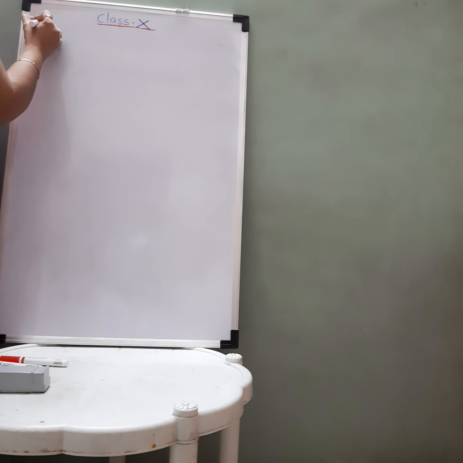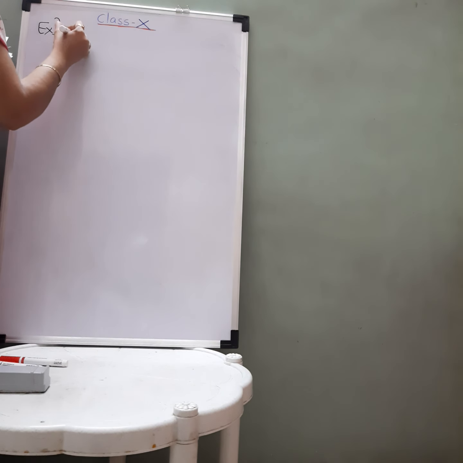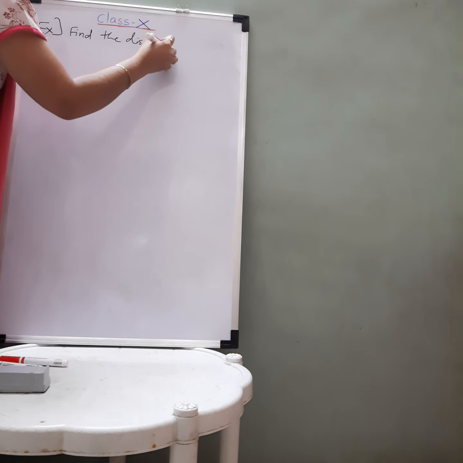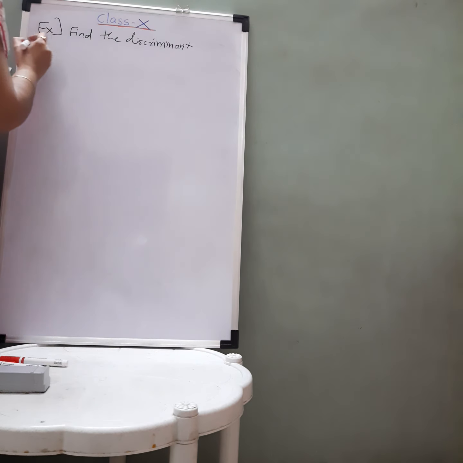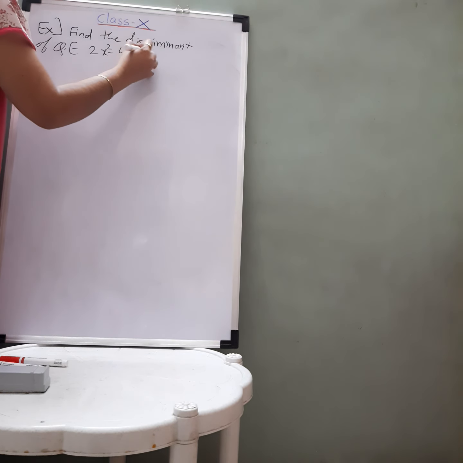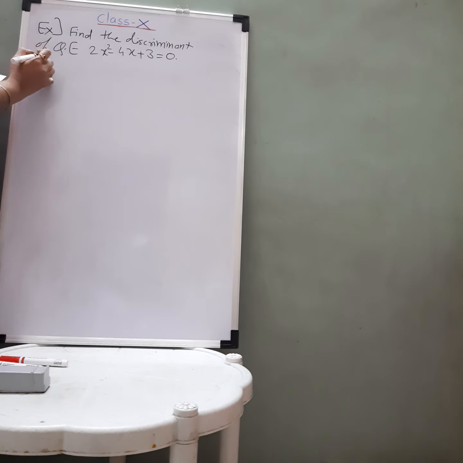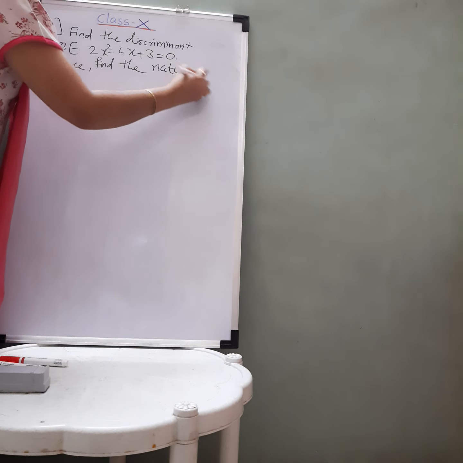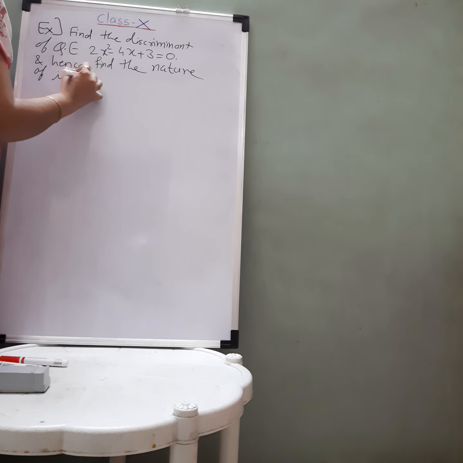Next is an example. Find the discriminant of the quadratic equation 2x square minus 4x plus 3 is equal to 0, and hence find the nature of its roots.